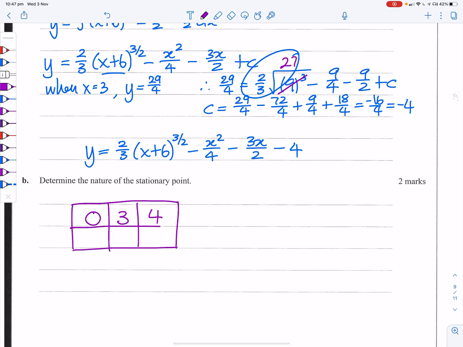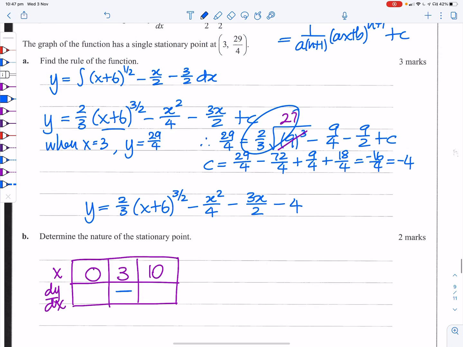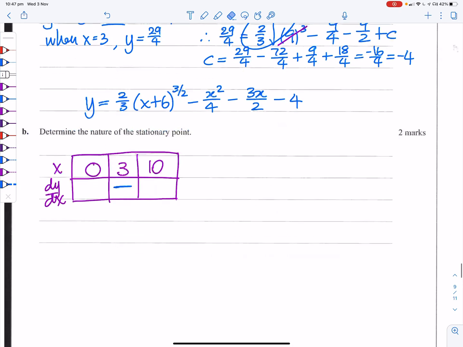No, actually we won't use 4. We want to choose a better number. 10. x, dy/dx. We know when x is equal to 3, the gradient's 0. If I put 0 into here, I get root 6 minus 3 on 2. Now root 6 is greater than 2, so this thing is going to be positive.